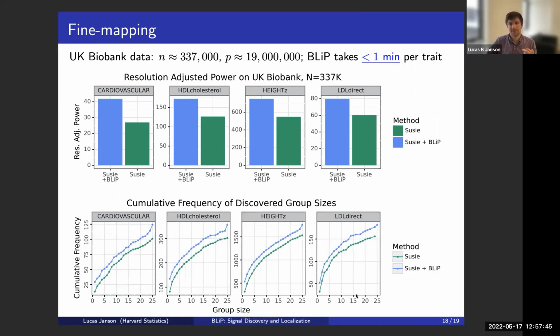What I want to show you here is that the power boost is not just because we defined the power in a different way. This is actually looking at the cumulative frequency of discovered regions and showing that SUSY plus BLiP uniformly dominates SUSY, and that for every size group, it discovers more of that group size than SUSY without BLiP. So by any reasonable measure of utility here, as long as you basically agree with the two axioms that discovering more regions is better and discovering smaller regions is better, then the blue curve has to lie on top of the green curve because it's strictly dominating it.